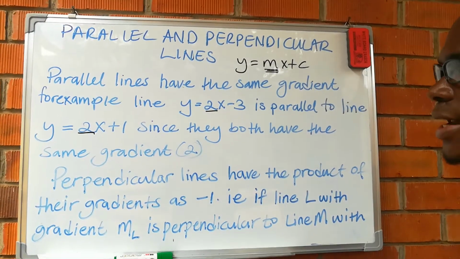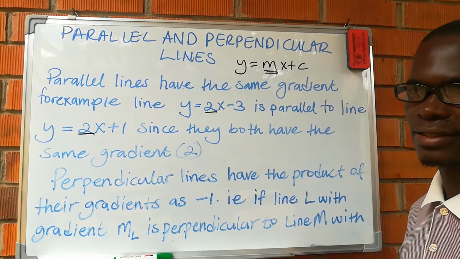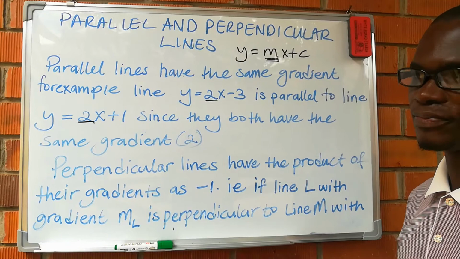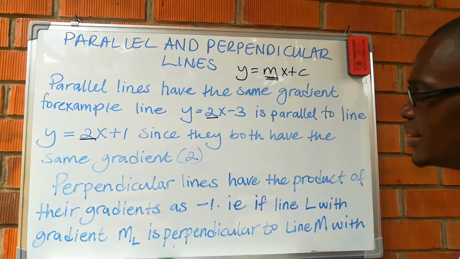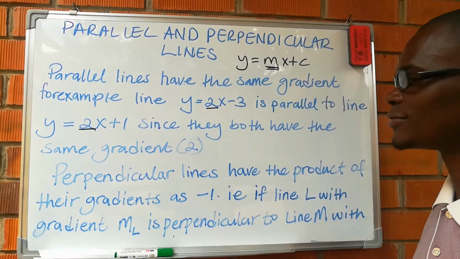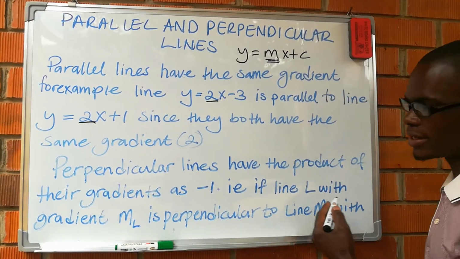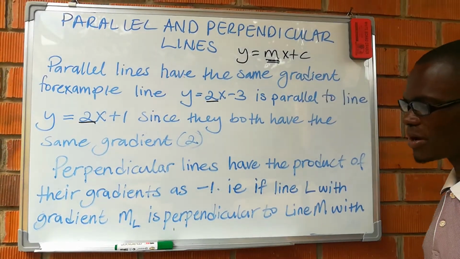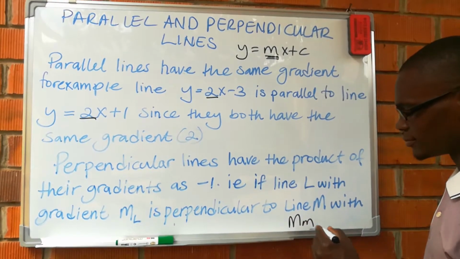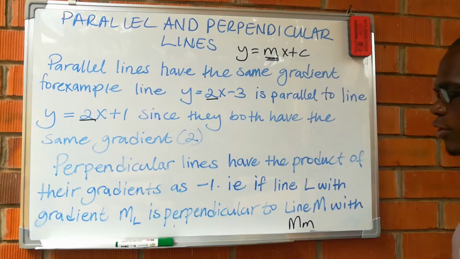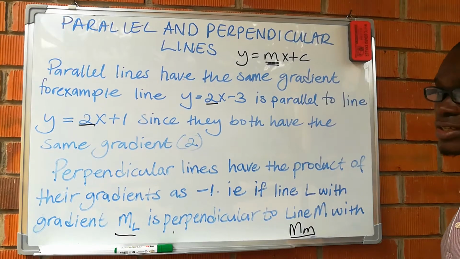We come to perpendicular lines. Perpendicular lines are lines that meet at an angle of 90 degrees. And these lines have the product of their gradients as -1. For instance, assuming we have line L with gradient mL being perpendicular to line M with maybe gradient mM, that means that the product of this gradient and this is given by -1.